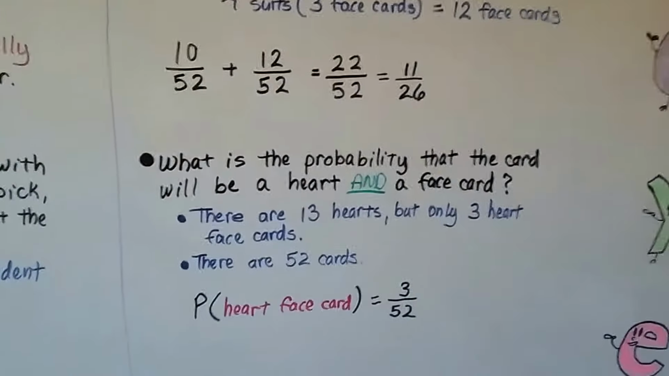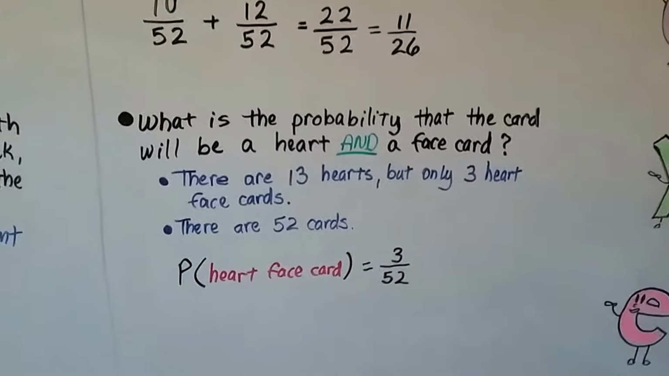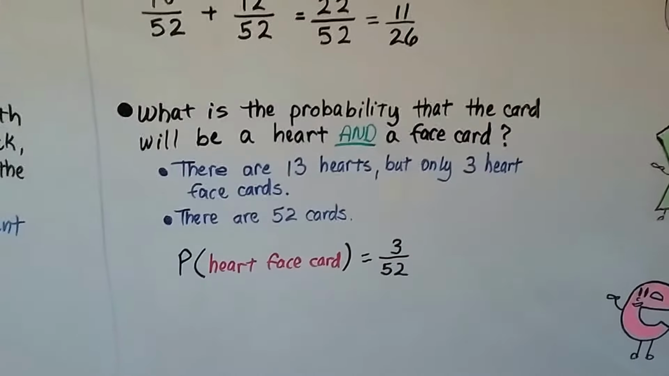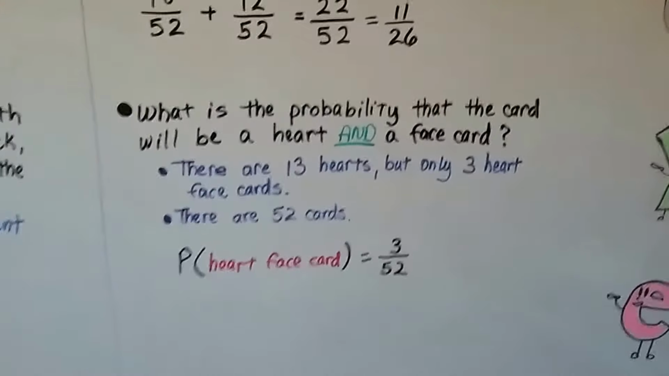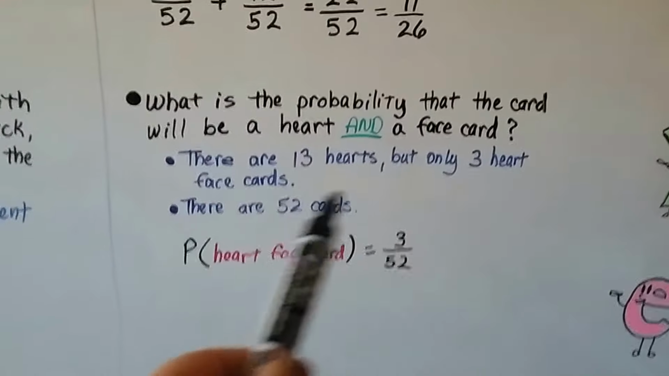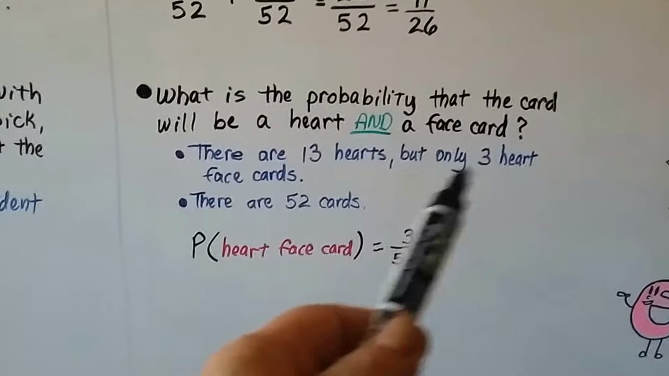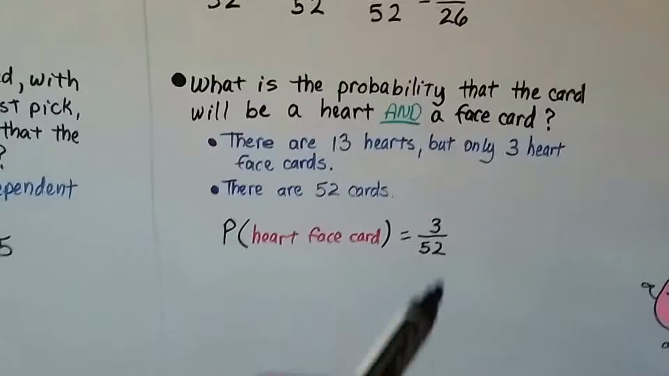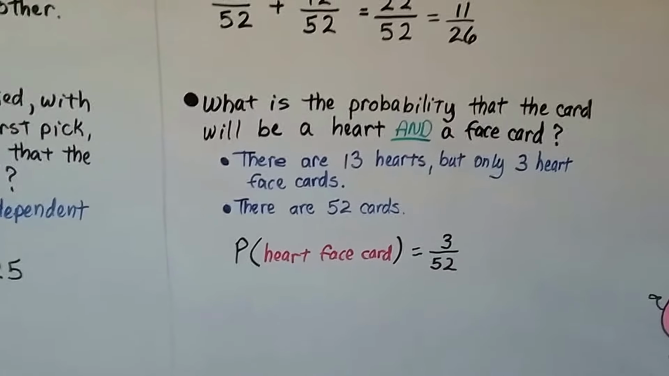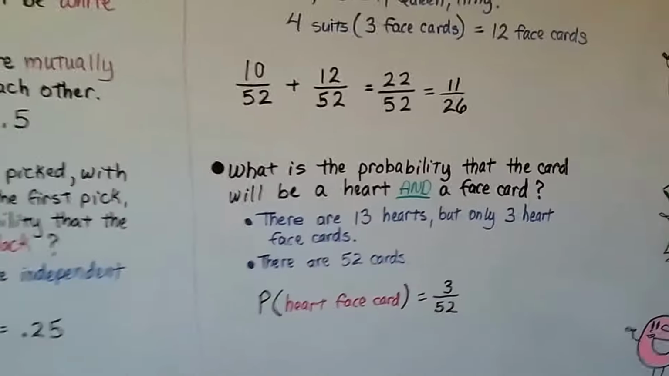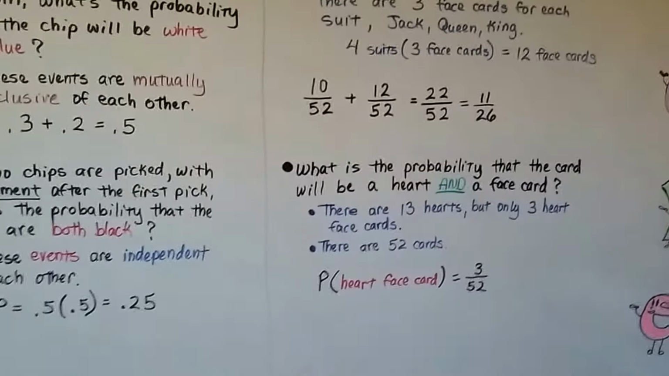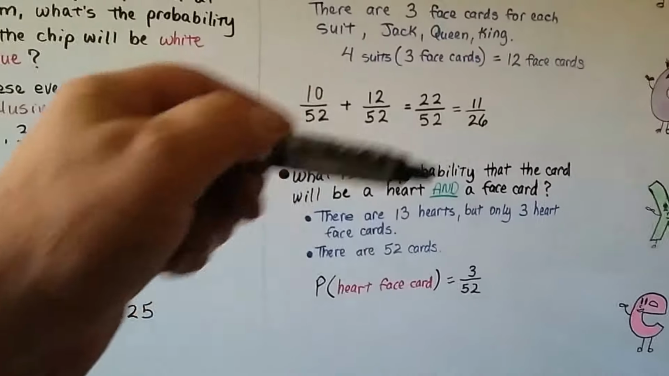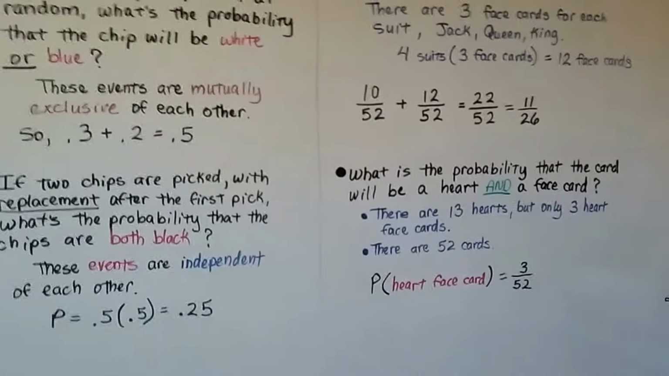And what is the probability that the card will be a heart and a face card? So think about this. This is really simple if you think about it. For it to be a heart and a face card, there's 13 hearts but only 3 heart face cards. So that means there's only 3 out of the 52 cards that could be heart and face cards. So it would be 3/52. See? So just because you see the word and doesn't mean you're going to multiply right away. Have some common sense and think about it. It's just 3 out of the 52 cards can be hearts and face cards, couldn't they?